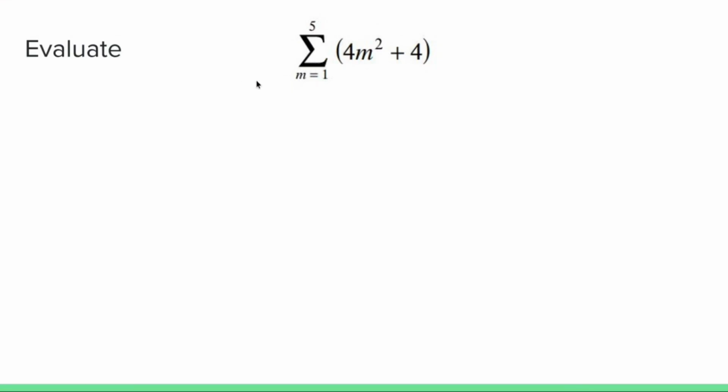Sigma notation, also known as summation notation. Basically what you do is you're given a beginning, you're given an end, and you're supposed to add everything from start to finish. So, basically, plug in 1, add, plug in 2, add, plug in 3, add, plug in 4, add, plug in 5, add. So let's set that up. So you got the m equals 1 version, you got the m equals 2 version, you got the m equals 3 version, you got the m equals 4 version, you got the m equals 5 version.